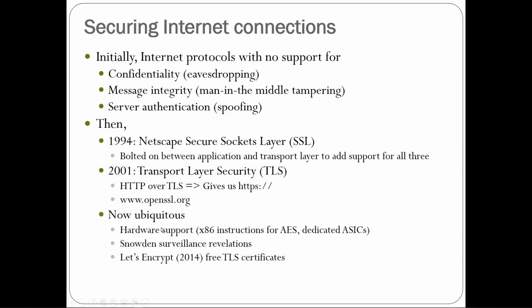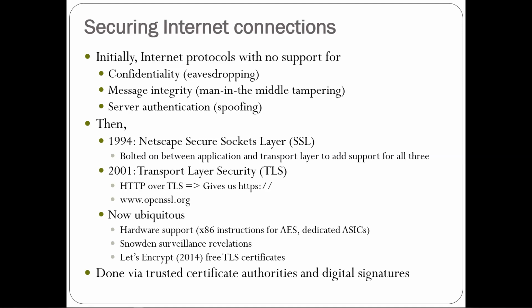This TLS protocol is now ubiquitous, and it's ubiquitous because of three things. We now have hardware support that makes this fast. We realized that it's easy to break and subvert communications over the internet, and that's what the Edward Snowden revelations revealed to us. And now we have free TLS certificates that are easy to get, with something called Let's Encrypt. And so now we have secure connections. This is done via something called trusted certificate authorities and digital signatures. What underpins TLS are these things.